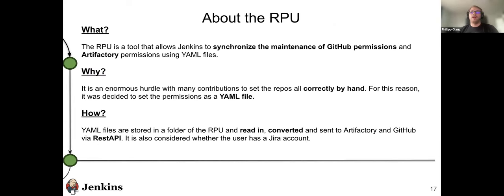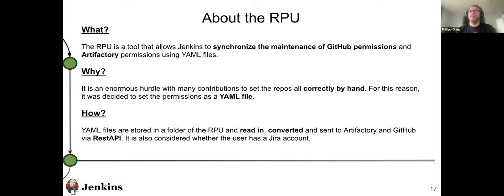Now about the RPU. The RPU is something that synchronizes permissions from a GitHub repository, inside of the RPU in a folder, via YAML files into GitHub and Artifactory. We need that because the maintainability of manually managing permissions of thousands of plugins and contributors would take so much time.